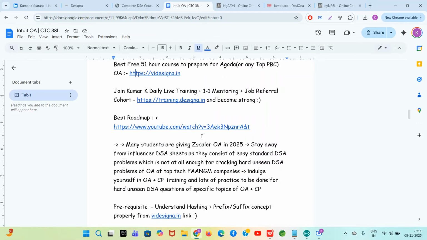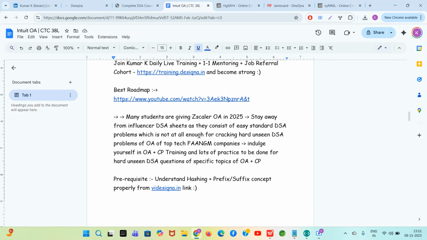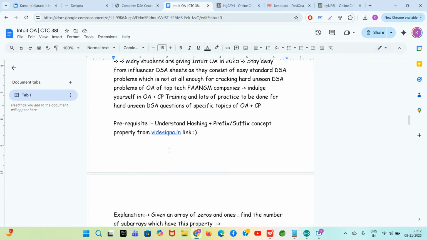Now, if you want to crack the online assessment of Intuit, you should know that many students are giving Intuit OA in 2025. This thing should be very clear to you. Stay away from influencer DSA sheets, as they consist of easy standard DSA problems, which are not at all enough for cracking hard unseen DSA problems of OAs of top tech FAANG companies. Indulge yourself in OA plus CP training and lots of practice on hard unseen DSA questions on specific topics of OA plus CP. The prerequisite is that you understand hashing plus prefix suffix concepts properly from this link.